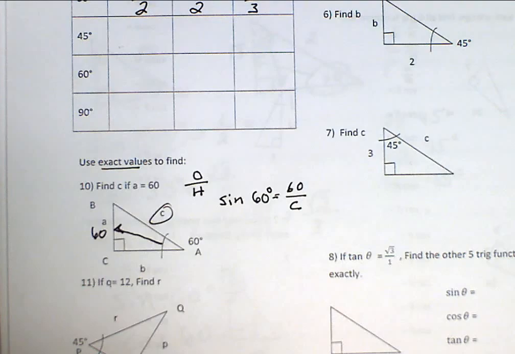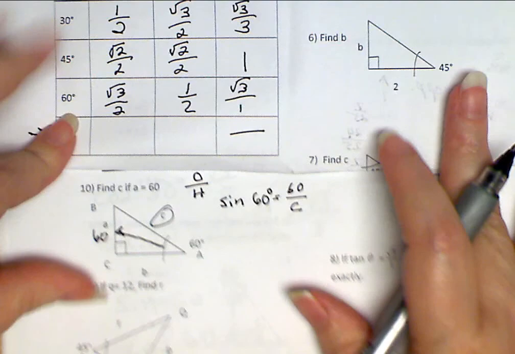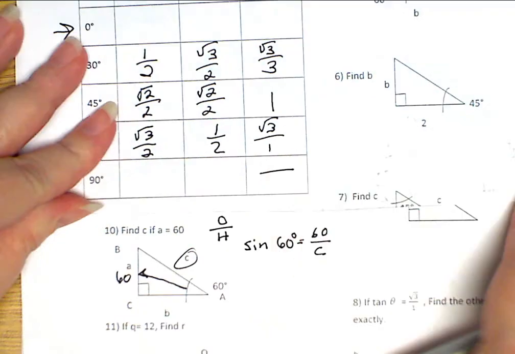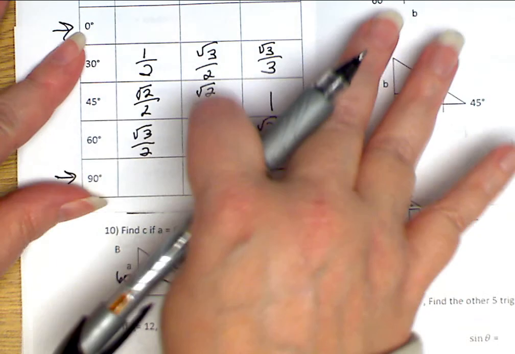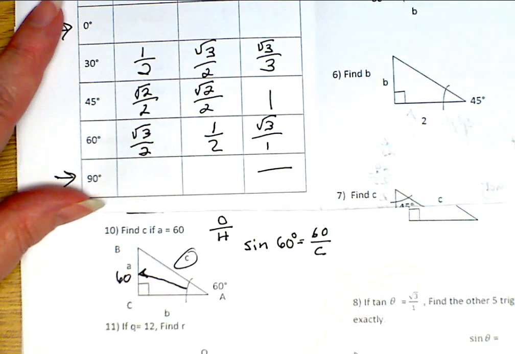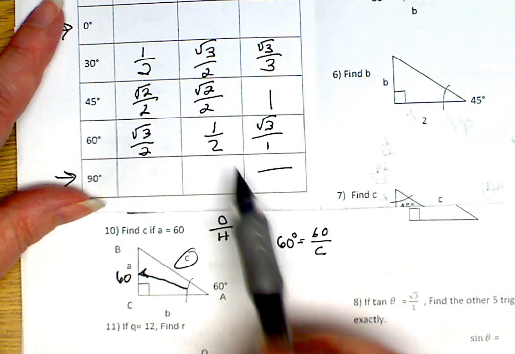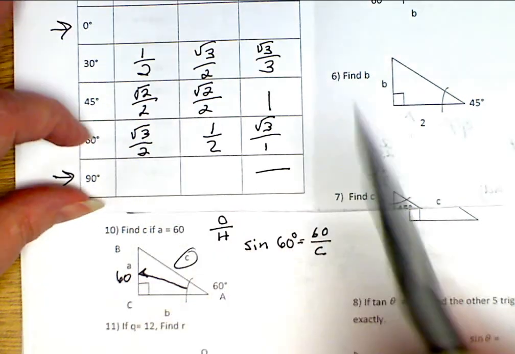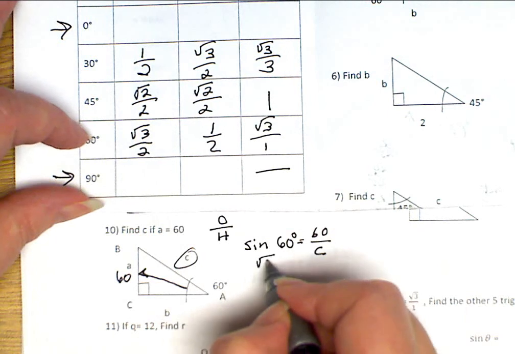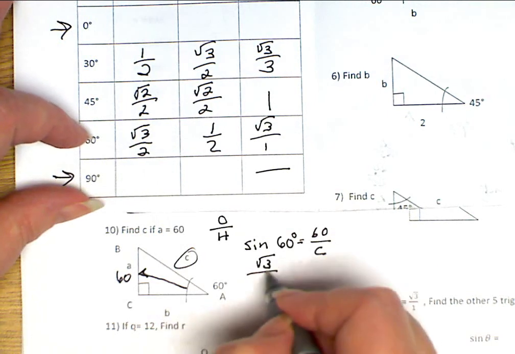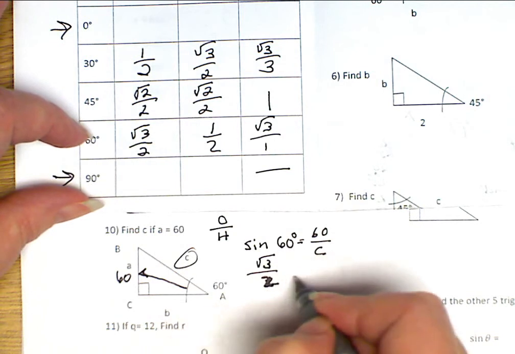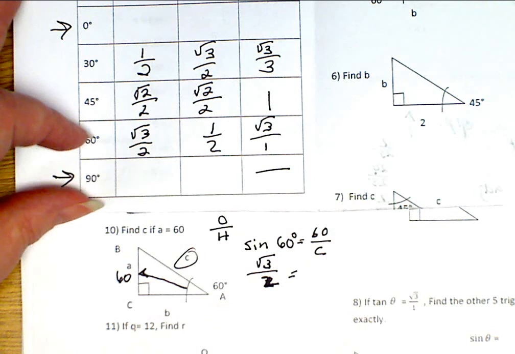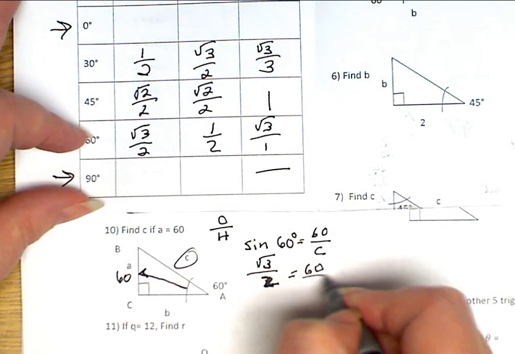The second thing you have to do, today you're going to be able to use this chart, but on your tests and quizzes you have to be able to reproduce this chart. So sine of 60 is the square root of 3 over 2. We all know how we got it because we just did it. That is equal to 60 over C.